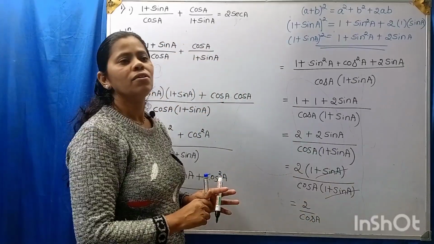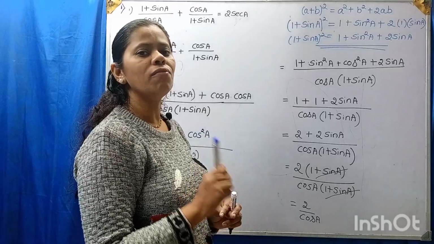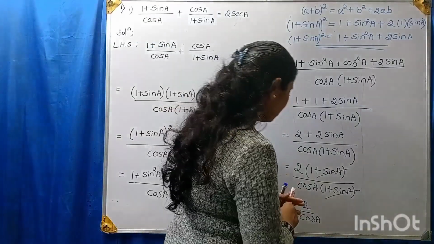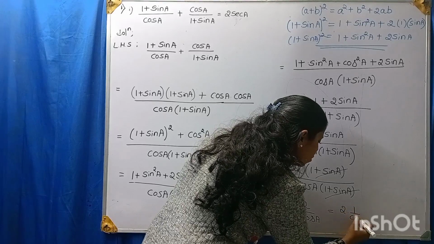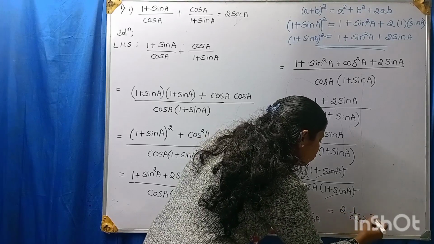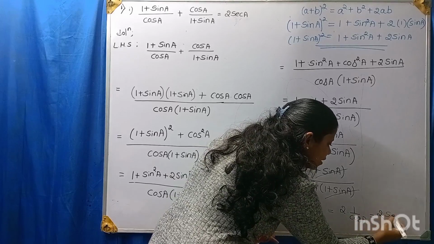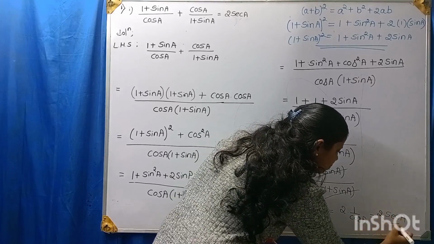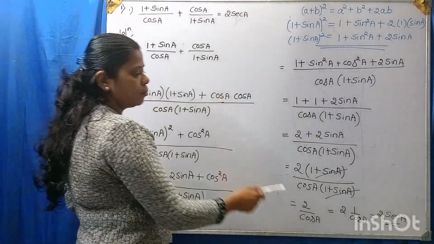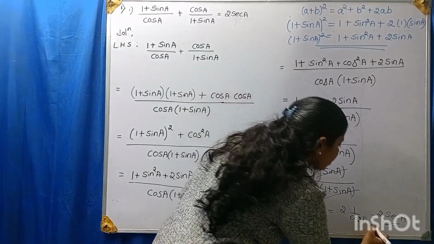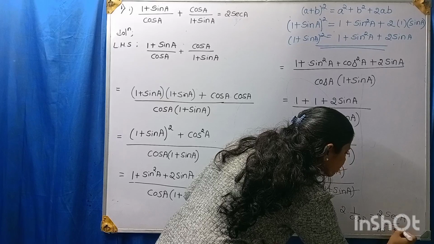We know that 1 by cos A is secant A according to the formula of trigonometry. Therefore, it will become 2 into 1 by cos A, which I can write as 2 secant A. That is what our RHS is. We proved that LHS is equal to RHS.